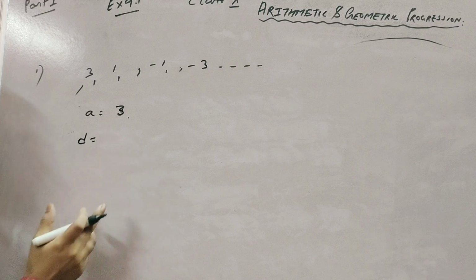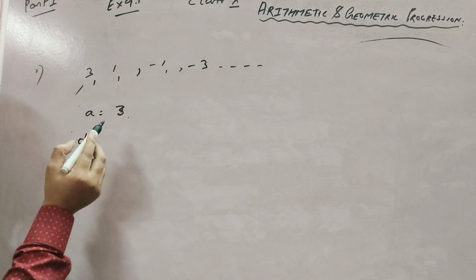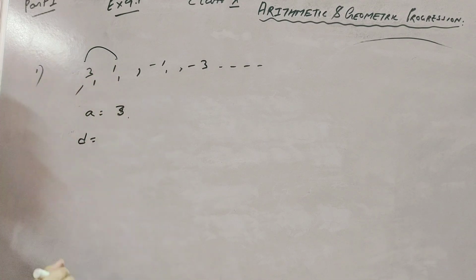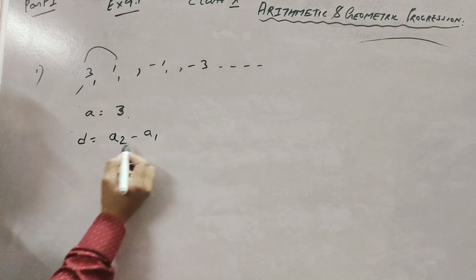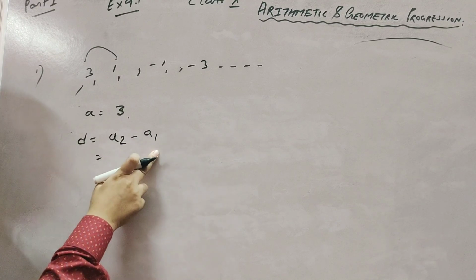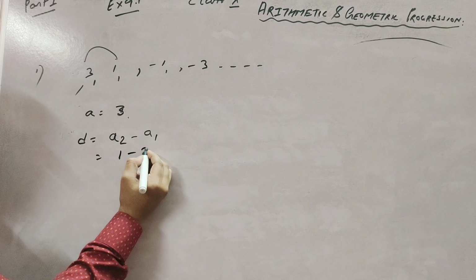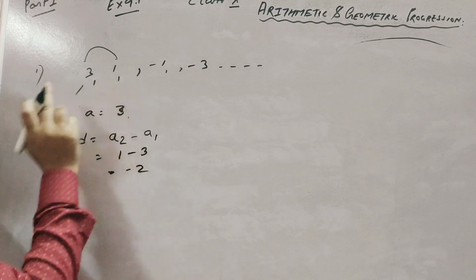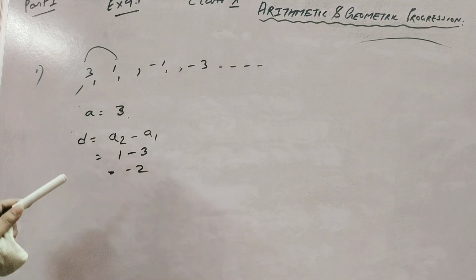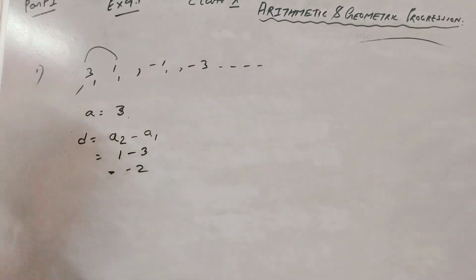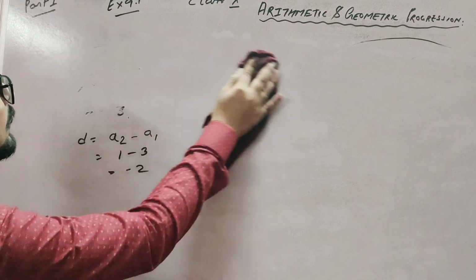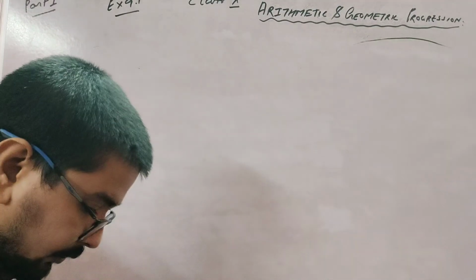And D is for the difference between two numbers. What is the formula? Second one minus first one. So the formula is A2 minus A1, that is, second term minus first term. So the second term is 1 and the first term is 3. So the difference between both is minus 2. Okay. Note. Okay. Question number 2.